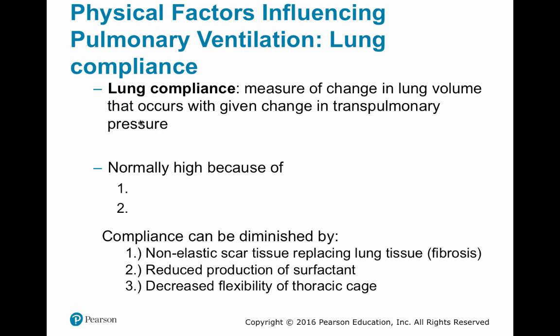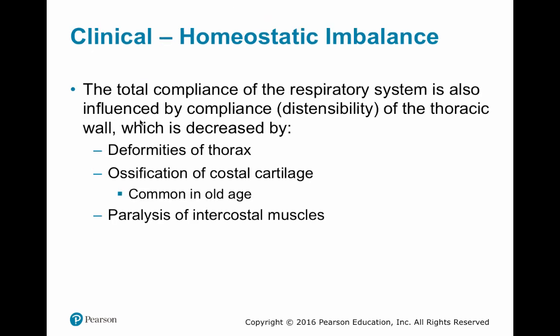So those, folks, are the three physical factors that influence the ease of air passage and the amount of energy that's required for ventilation. Now, the total compliance of the respiratory system is also influenced by compliance, or this give or stretch of the thoracic wall, which is decreased if you have deformities of your rib cage, if your costal cartilage ossifies, which becomes more common in older age, or if your intercostal muscles go through paralysis.